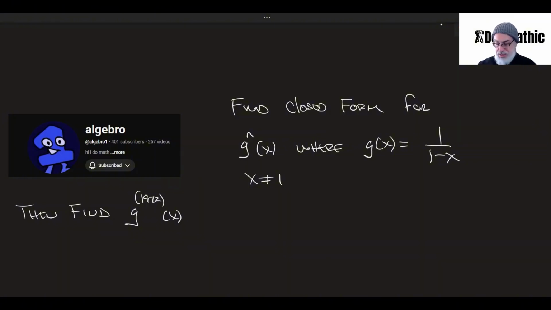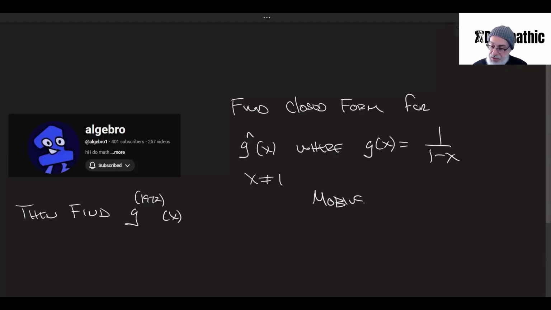There's two approaches to this. I think the one that is more tedious and the one that is less tedious. So let's go through the tedious solution. So our goal here is to find a closed form for g^n of x. So in other words, g raised to the nth power of x, where g of x is 1 over 1 minus x, and x is non-zero.